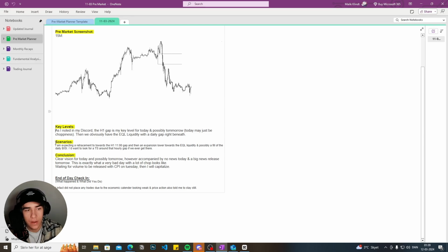Then we have scenarios. I wrote, I am expecting a retracement towards the hour 1, 11 o'clock gap, and then an expansion lower towards the equal low liquidity and possibly a fill of the daily buy side inefficiency, sell side imbalance, short bias, right? I'd want to look for a turtle soup around that hourly gap if we ever get there. Conclusion, clear vision for today and possibly tomorrow.